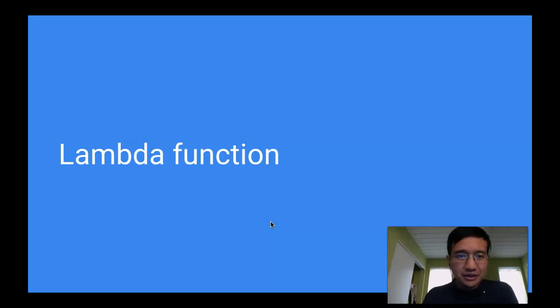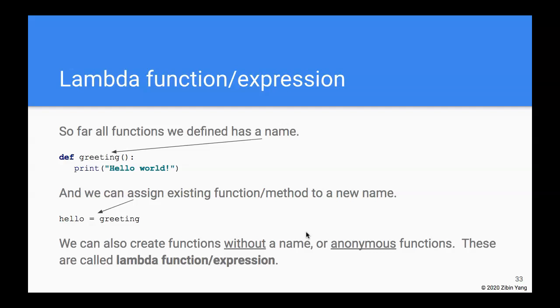Hi, in this video, we're going to talk about this neat little topic on lambda function, lambda expression, or just lambda. So all the functions that we have defined up to this point, they all have a name, such as def greeting. The name of the function is greeting. And we can also assign an existing function to a new name, such as in this case. But regardless, this function is always associated with a name.